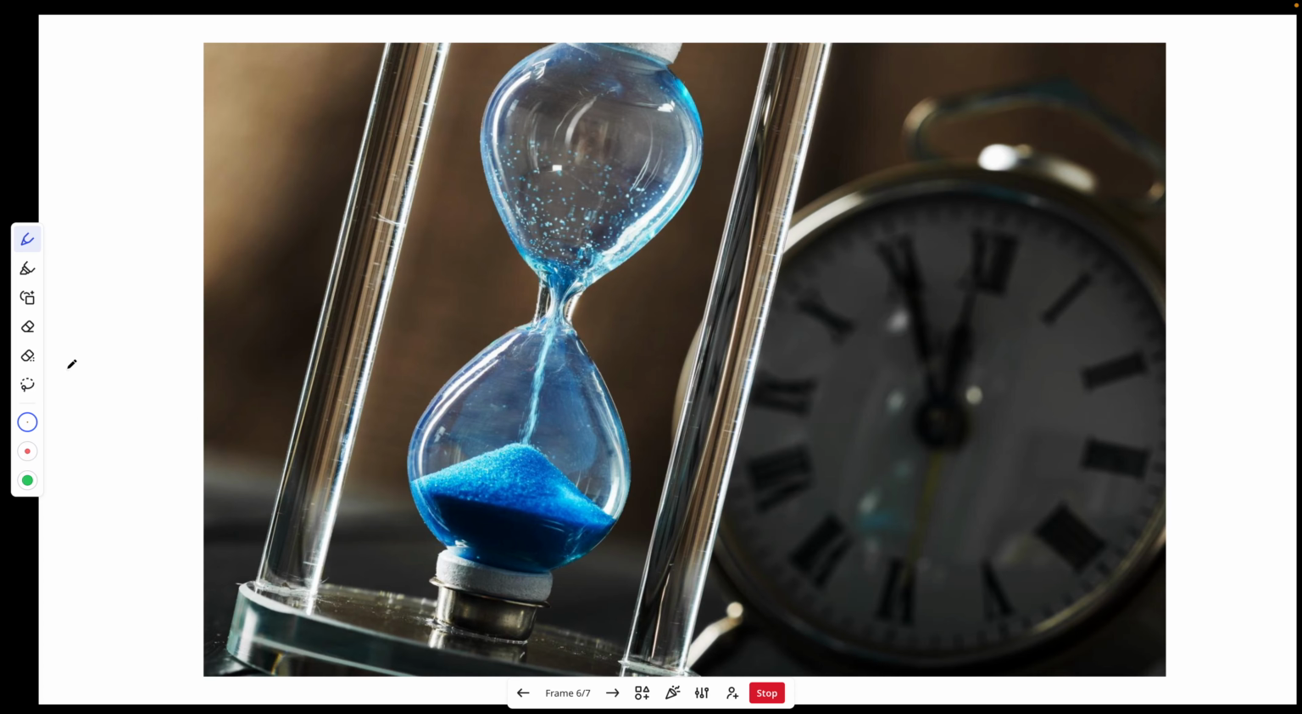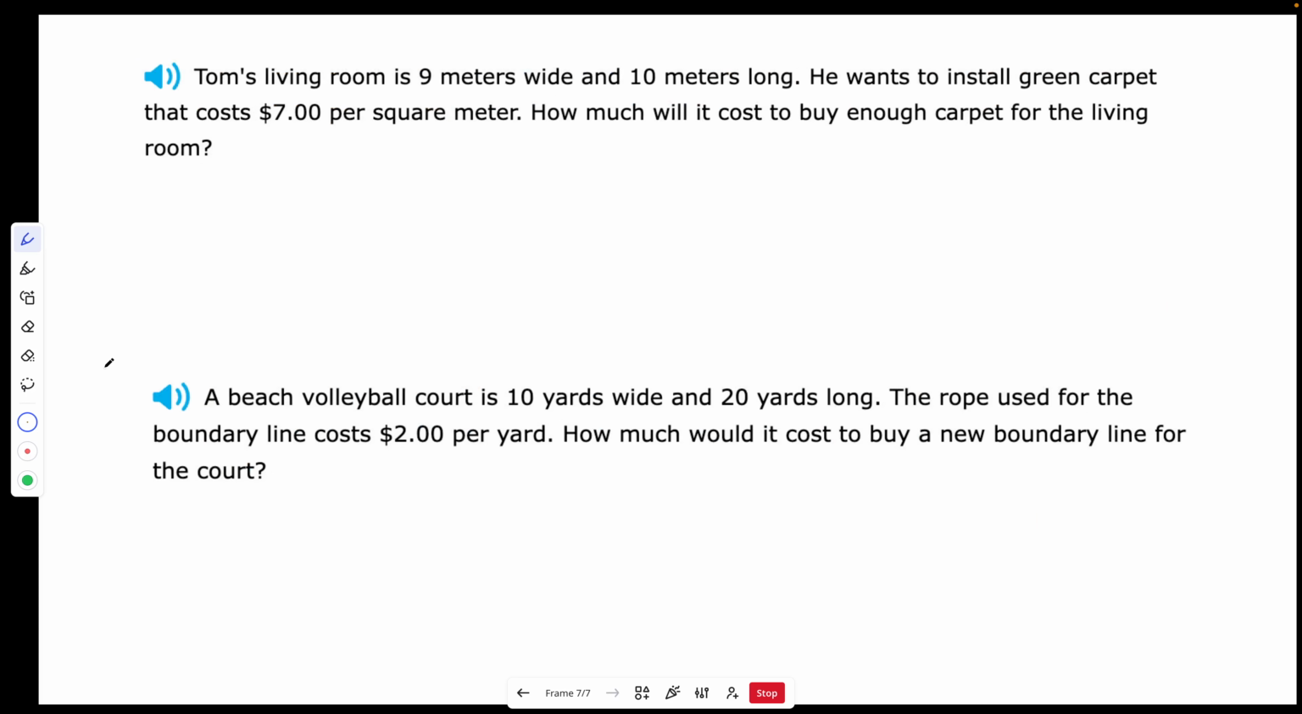Here is our cool clock for today. Ooh, an hourglass with a clock. So that means it's time for you to practice what you just learned. Go ahead and pause the video and try these two problems on your own. And when you're ready, you can unpause the video and we'll check your answers.